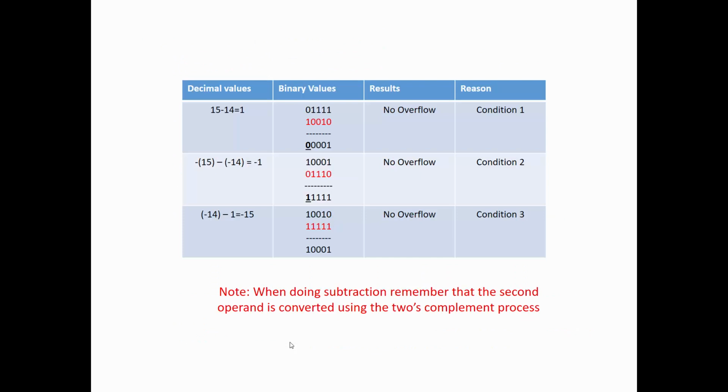Here is just a couple of conditions. The first one is we're taking 14 from 15. That should be the number 1. And you'll notice that the highlighted in red, that is the number 14 that we've converted into 2's complement, and did the add. And you'll see that we come up with the correct answer.